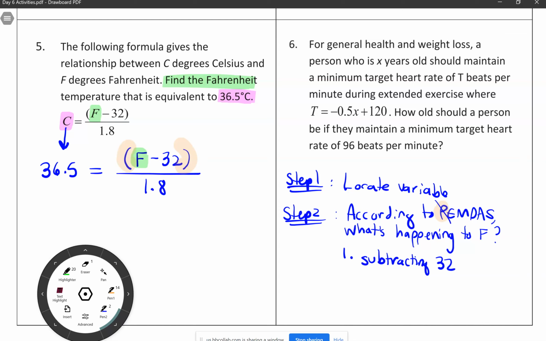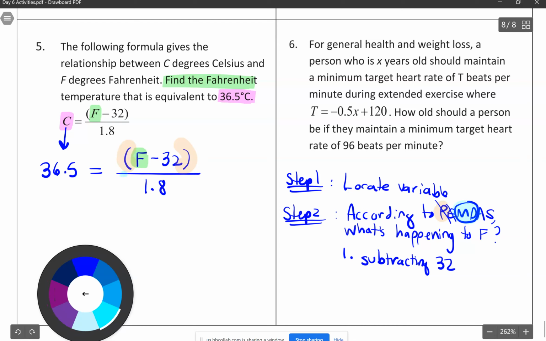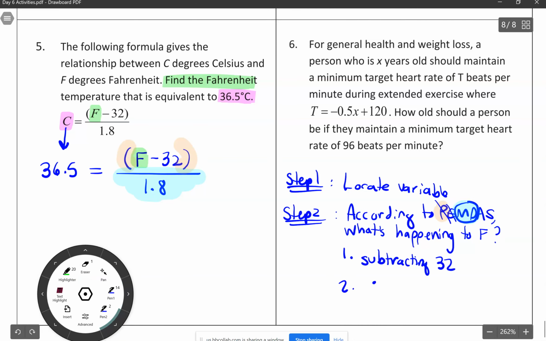And then after that, there's no exponents. Then I would multiply or divide next. And there is division by 1.8. That fraction bar means to divide. So the second thing that's happening is that I'm going to divide by 1.8.